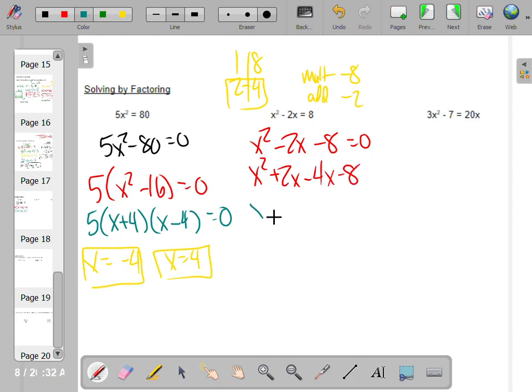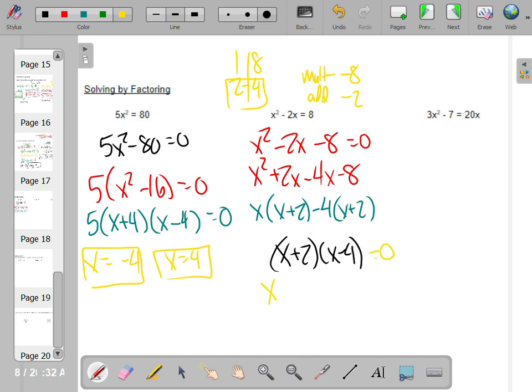GCF of the first two terms is x: x plus 2. Minus, GCF of those two is 4: x plus 2. My factors are x plus 2 and x minus 4. When do they equal 0? When x equals negative 2 and when x equals positive 4. When it says solve, your answers better be x equals something.